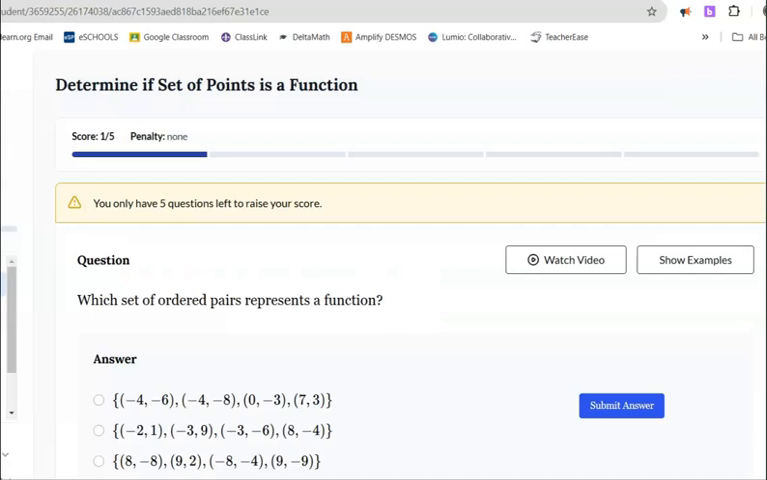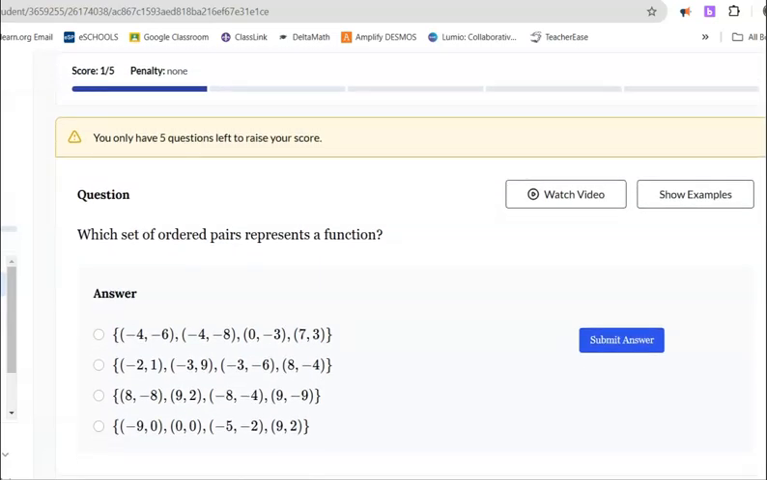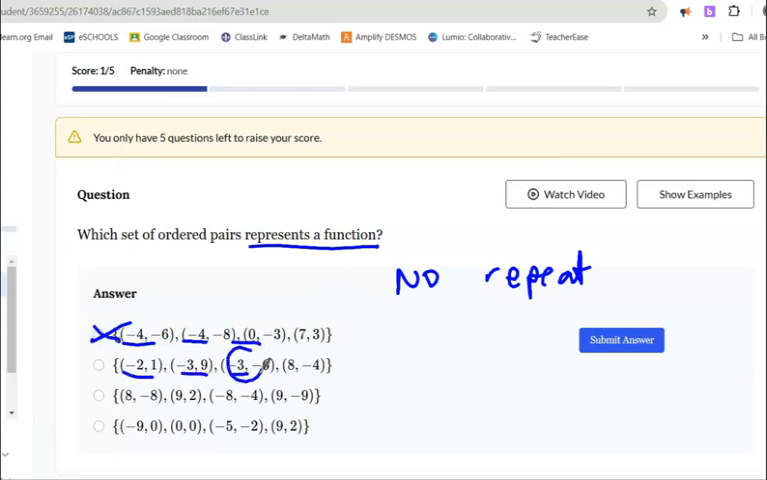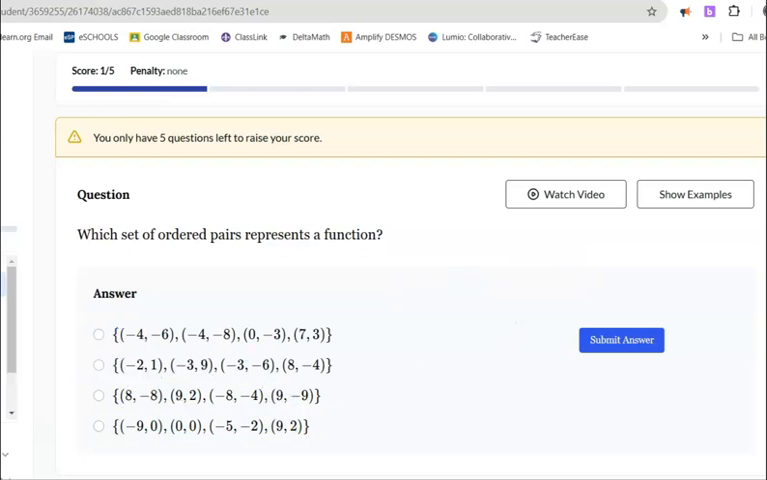The next question says, which ones do represent a function? So that means no repeating x's. That fails. This fails. This fails. This one passes. So that means the answer is the last choice here.